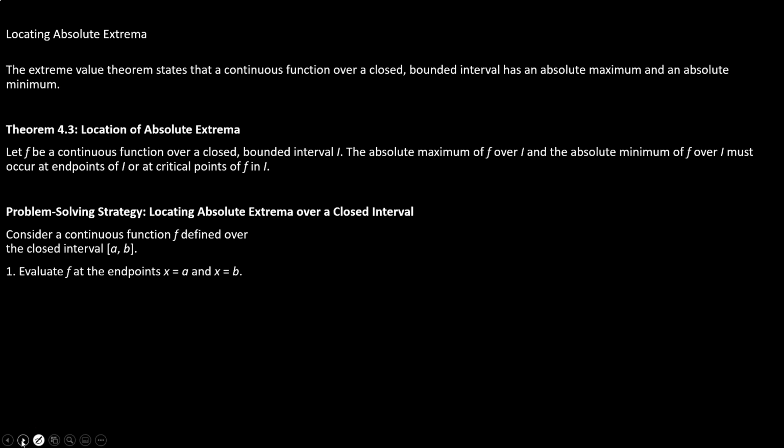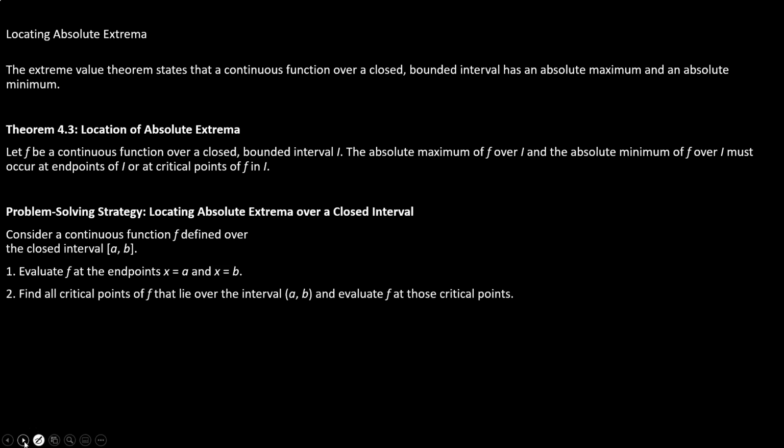The first step is to check the values of the function at the endpoints. So if the closed interval is from a to b, I need to plug a into my function, calculate it, plug b into my function, calculate that, because those endpoints could be the absolute max or the absolute min. So step 1, evaluate the function at the endpoints.